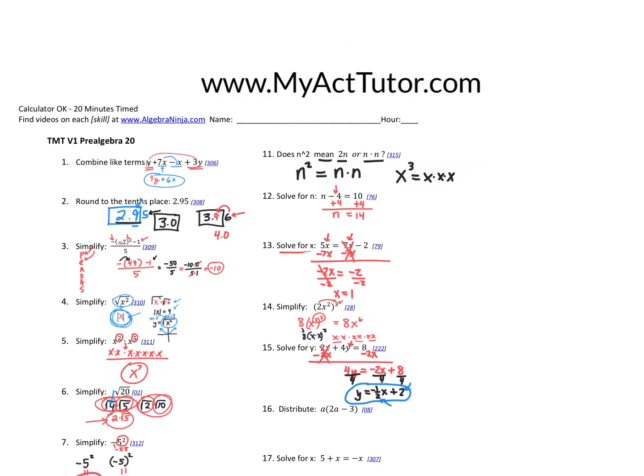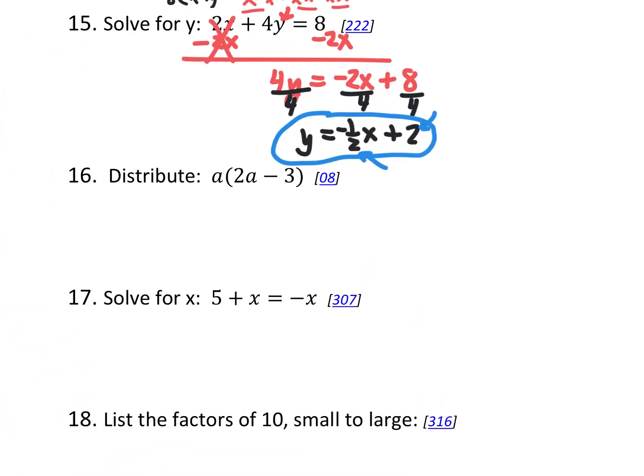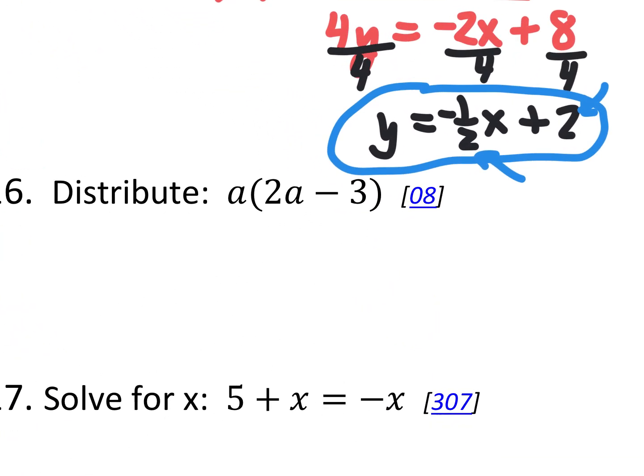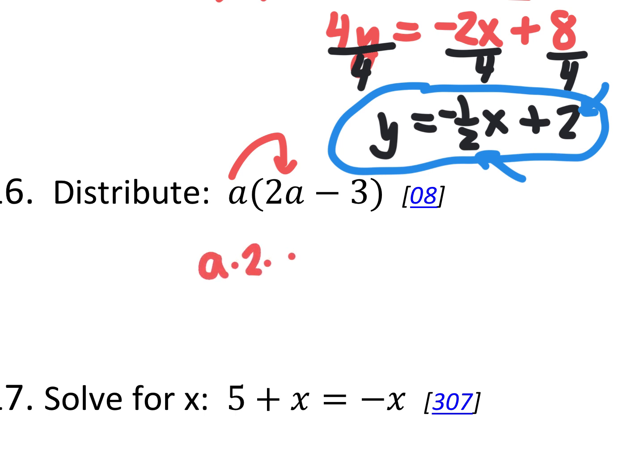Okay, for skill 8, that is where we're talking about distributing. Now, one of the challenges for kids is when they have a times 2a, or with any variable, they're not sure exactly what to do with that. Like, they have 2a's and a 2, so is it like 4a? Well, really what this means is a times 2 times a, because 2a really means 2 times a, right?